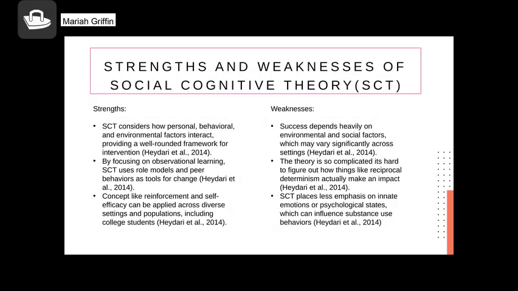This slide outlines the strengths and weaknesses of social cognitive theory as it applies to substance use behavior based on research by Hadari. First, SCT takes a dynamic approach considering how personal, behavior, and environmental factors interact. This makes it a comprehensive framework for understanding substance use. Second, its emphasis on observational learning allows the use of role models and peer behaviors as powerful tools for change. Finally, SCT offers scalable strategies like reinforcement and self efficacy building, which can be adapted across diverse settings and populations.